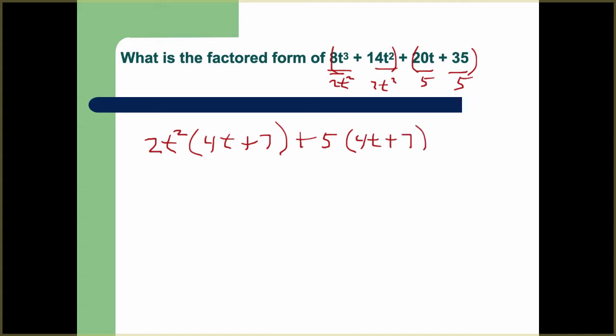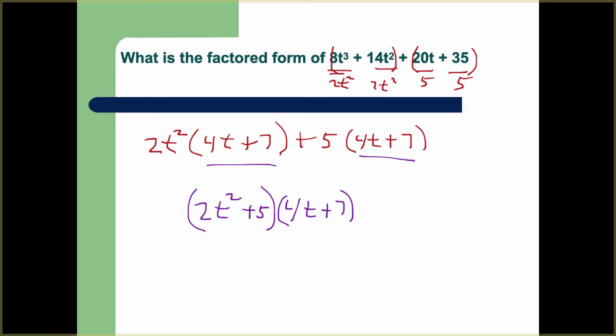And then again, make sure that these match. They do, so they are a factor group. And again, if they don't match, it means either it's not factorable or you made a mistake with your GCF. We have 2t squared plus 5 is on the outside. They become the second factor group. And if you needed to, you could always multiply these back together and make sure you get back to the original polynomial.